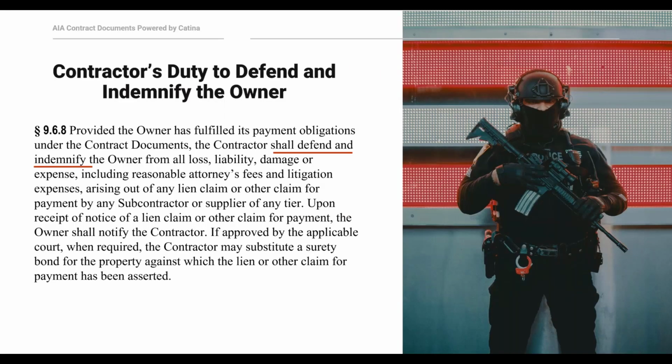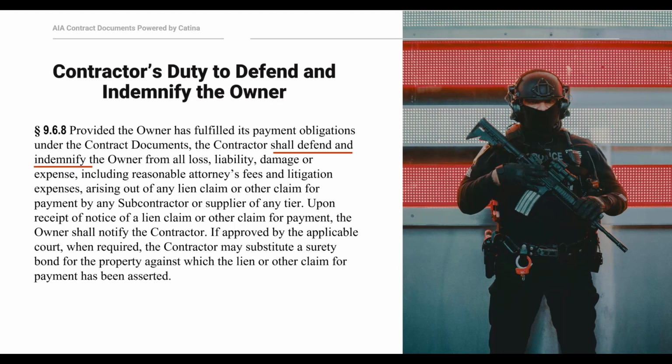Okay, so section 9.6.8 of A201 provides another important protection for owners. And this is the contractor's duty to defend and indemnify the owner for any lien claim or claim for payment from the contractor's subs or suppliers of any tier, so long as the owner can establish that it has fulfilled its payment obligations. So remember here that the owner is not in a good position to know who all of the subs and suppliers are on a project.